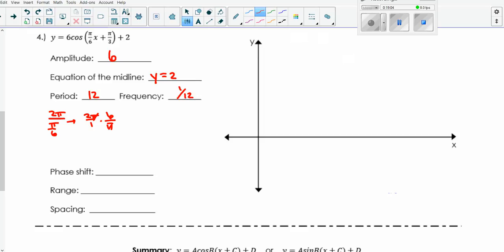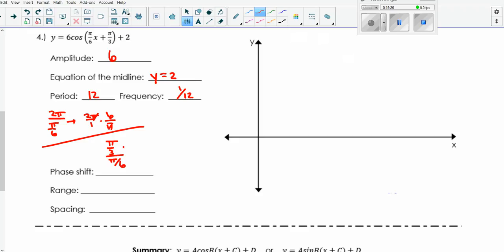So 1 over 12. Before I talk about my phase shift, I want to make sure that I draw a line here to separate. I want to make sure I factor out, otherwise it's going to look like the wrong phase shift. So if I factor out a pi over 6, it means I need to take pi over 3, and I need to divide by pi over 6.